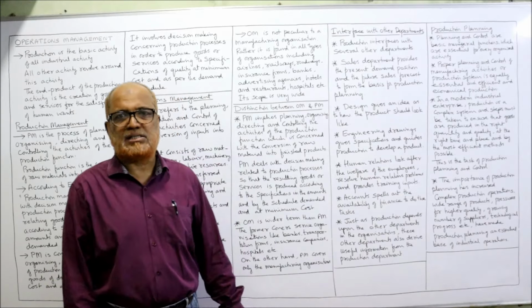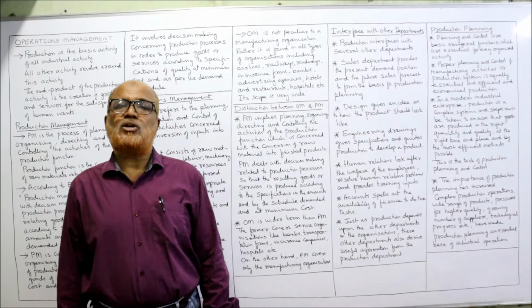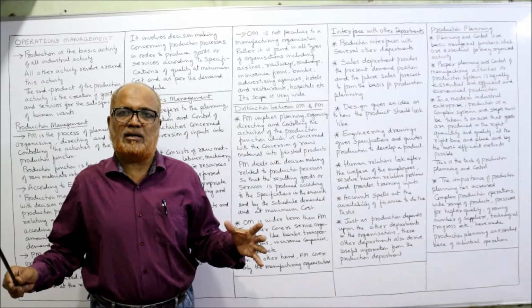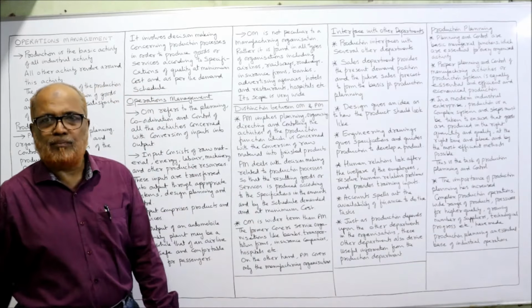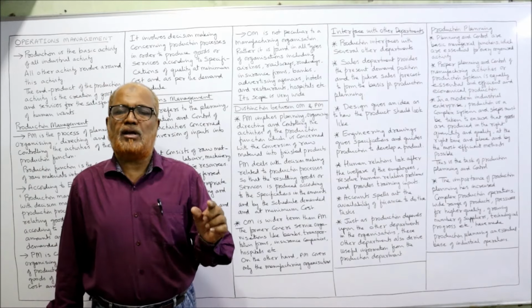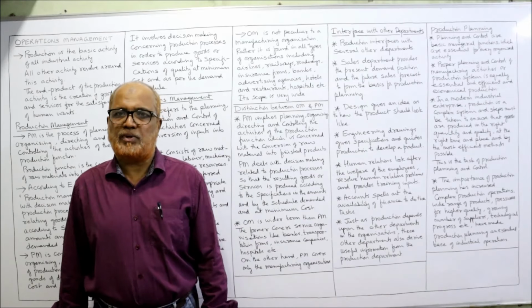Just now I have given the list. Its scope is very wide. So if you compare production management and operations management, the scope of operations management is very, very wide. Now, distinction. In examination, frequently you may get a theory question regarding what are the differences between production management and operations management.